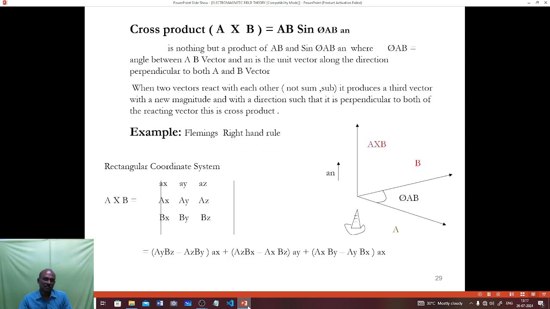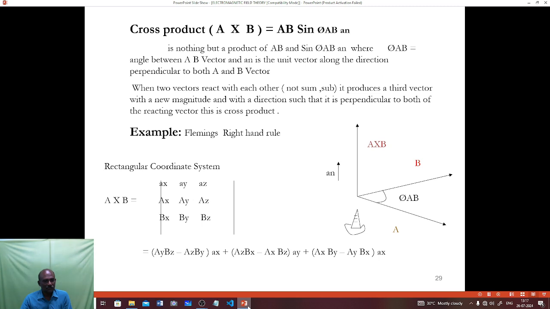Cross products. For multiplying two vectors in a cross product, we use a matrix. By finding the determinant of a 3 by 3 matrix, we can find the cross product between any two vectors. A cross B is represented by one 3 by 3 matrix. The 3 here represents the three coordinates: x, y and z.